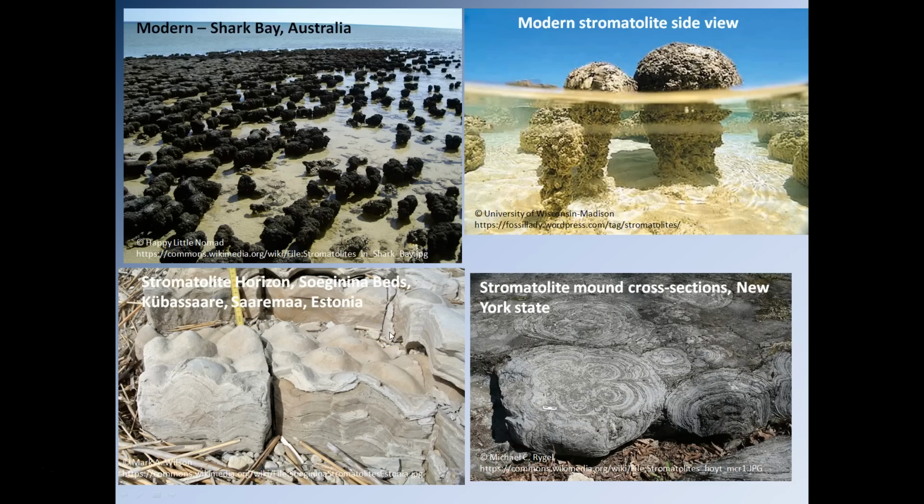So there's a pretty decent body of evidence to suggest that these features are formed by photosynthesizing blue-green algae, just like modern stromatolites. Once again, principle of uniformitarianism. If it's happening now, it's happened the same way in the past.